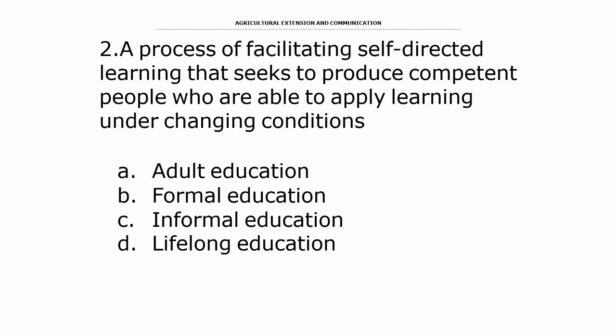Number two, a process of facilitating self-directed learning that seeks to produce competent people who are able to apply learning under changing conditions. A. Adult education. B. Formal education. C. Informal education. Or D. Lifelong education. The answer is adult education.